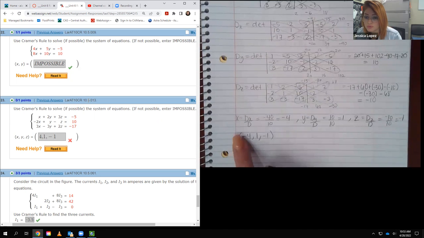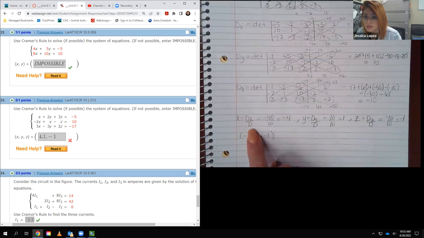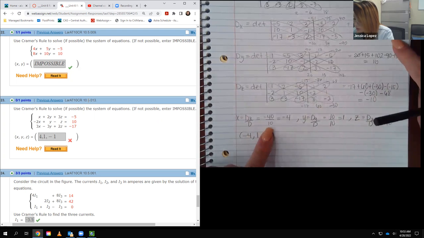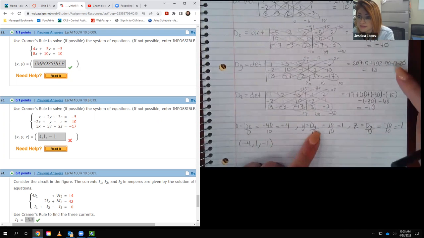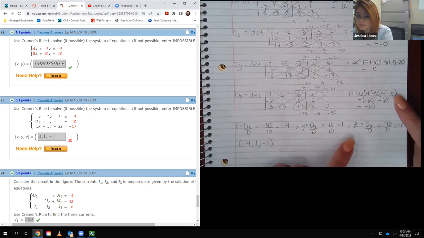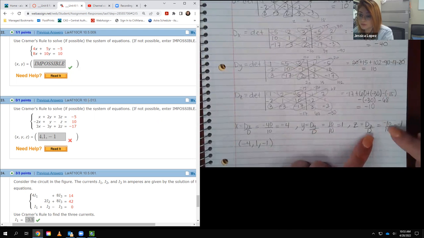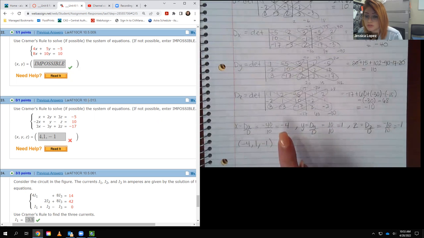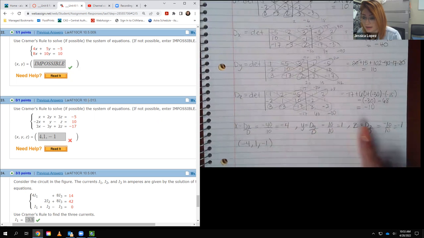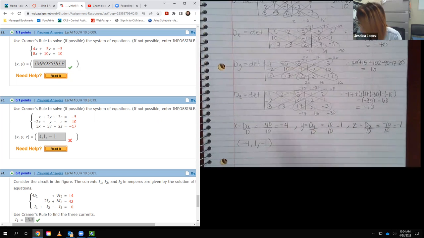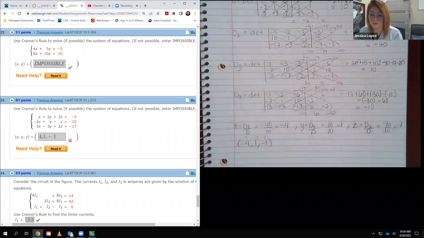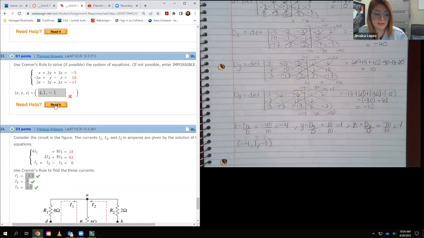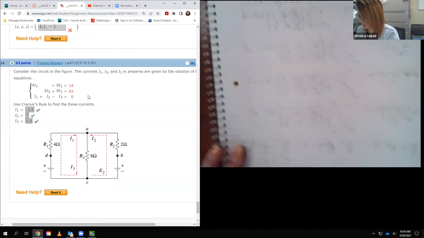So Cramer's rule is that x is dx over d. So in this case, negative 40 over 10. And then for dy, it's 10 over 10. And then for dz, it's negative 10 over 10. And so then these results are -4, 1, and -1. And so in the coordinates, it's always going to be your x value, your y value, and then your z value. And again, it marked me wrong because I forgot the negative on my x.